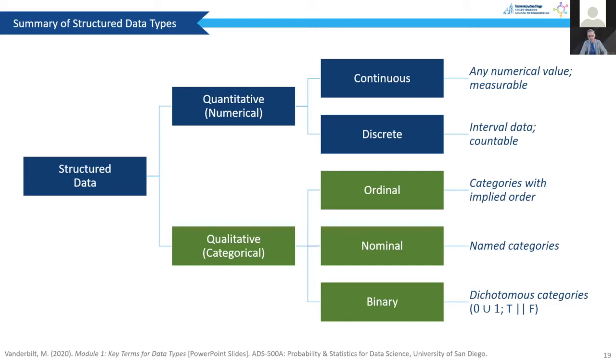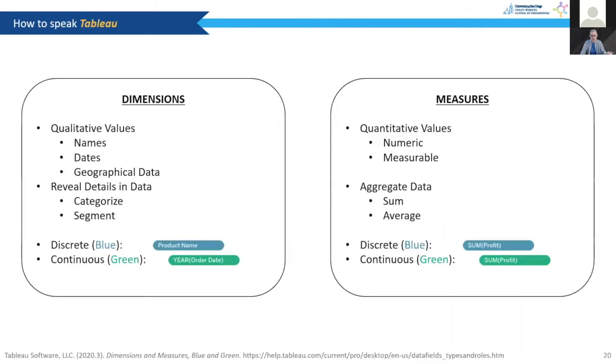So we've gone through our data types. So how do we then speak Tableau? So in Tableau, we have dimensions and measures. Dimensions are going to be those qualitative values. So those are names, dates, geographical data. And so that's where we can really dig in and segment information a lot. Measures are those quantitative numbers. So we can sum them, we can aggregate the data a lot better that way.